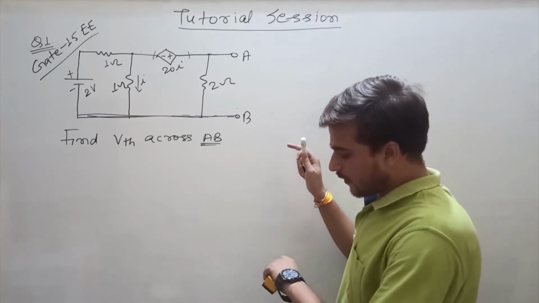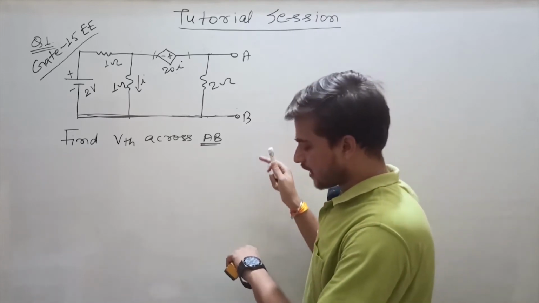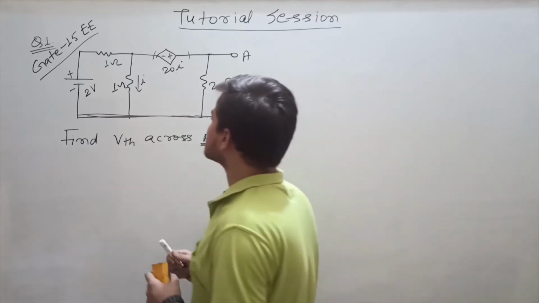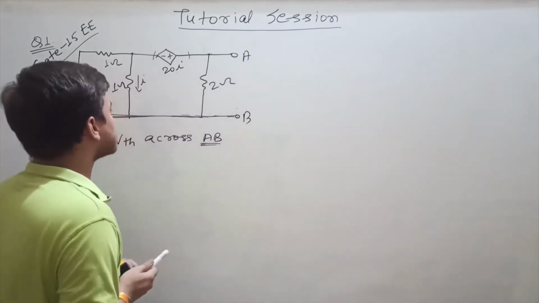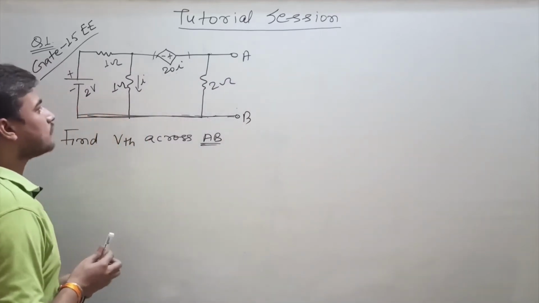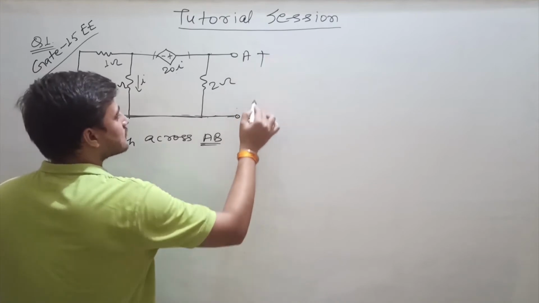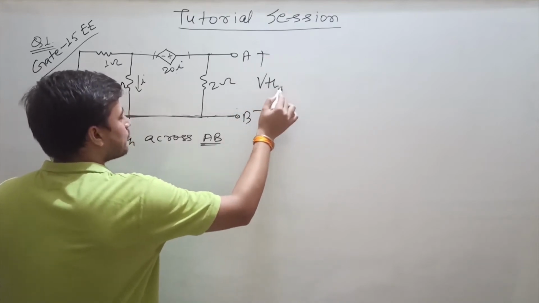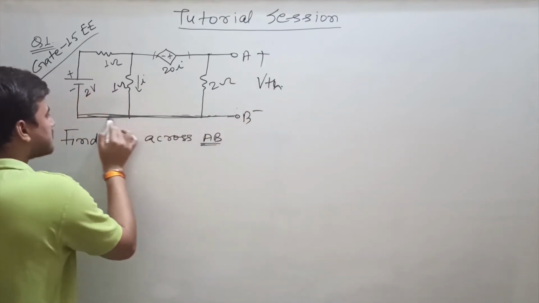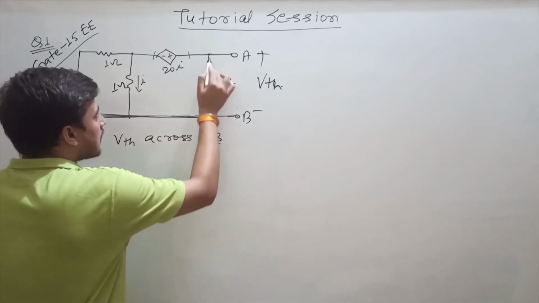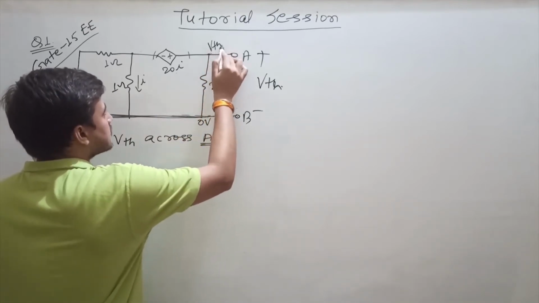They are asking you to find the voltage VTH across AB. So let us see how to find it. Here it will be plus minus VTH. You see, this potential is 0 volt, so the potential at this point will be VTH.